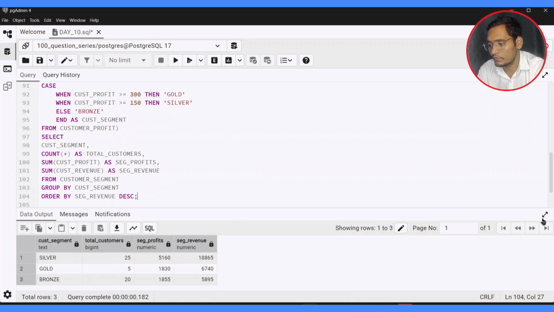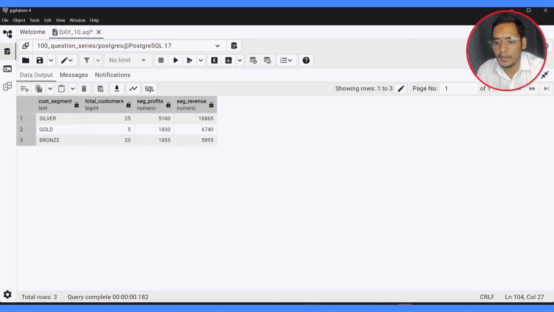So let me zoom in and explain the output to you. We have created these 4 columns here. The first shows the customer segment, then the total customers, segment profit and segment revenue. The highest revenue is generated by the silver segment: the total customers are 25, the profit is 5160, and the total revenue is 18,865. Then the gold segment with 5 customers, the total profit is 1830, and the total revenue is 6740. And the last is bronze with 20 customers, the total profit is 1855, and the total revenue is 5895.